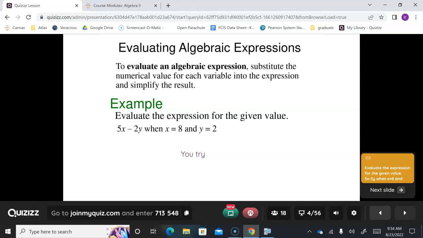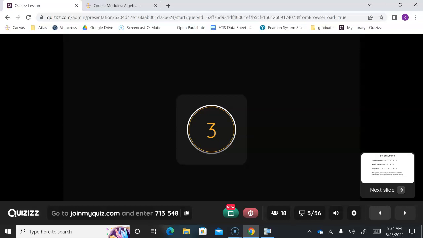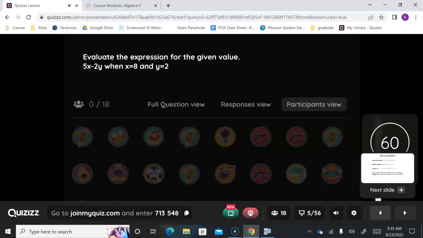Okay, so I want you to go ahead and on your screen, you're going to fill in. If the game doesn't load or if the quiz ever gets hung up, and what you see on my screen you don't see on yours, just refresh it. So you're going to type in, if we have 5x minus 2y, and x equals 8, and y equals 2, what does it evaluate or simplify to? Just type in your answer.